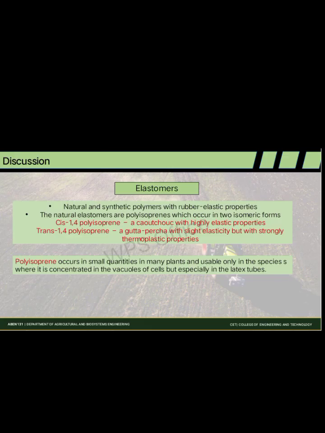Elastomers are natural and synthetic polymers with rubber elastic properties. The natural elastomers are polyisoprene, which occurs in two isomeric forms. Now, the other definition for elastomer is any rubbery material composed of long chain-like molecules or polymers that are capable of recovering their original shape after being stretched to a great extent.